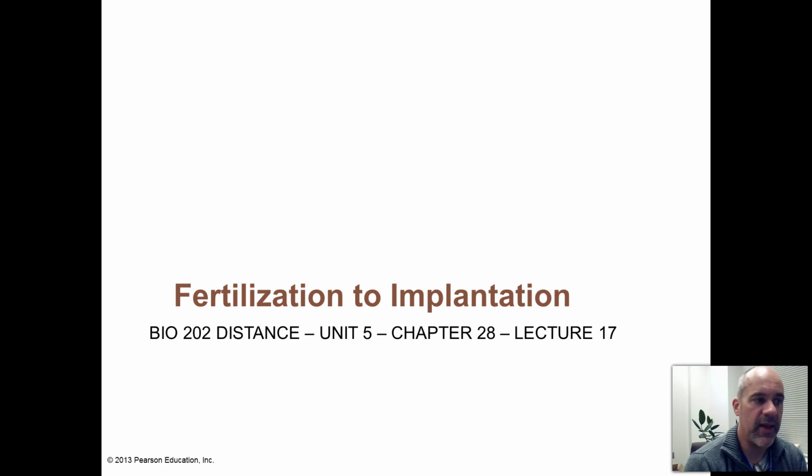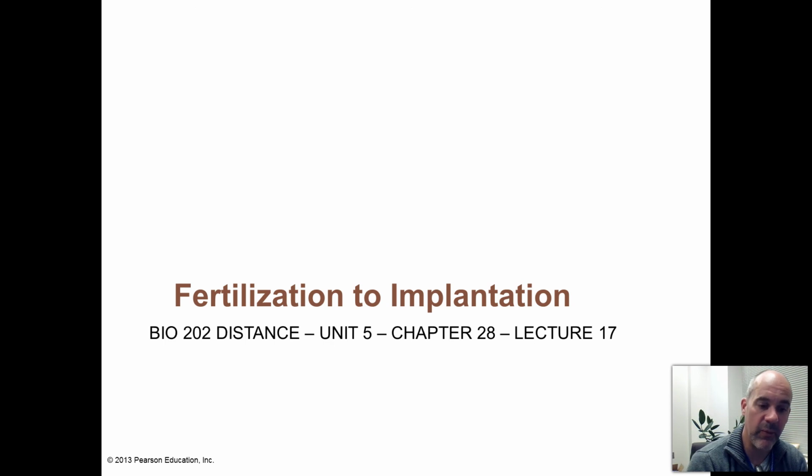Okay, that's finally going to lead us to fertilization to implantation. What happens if a sperm cell does actually find a secondary oocyte that's hanging out in a fallopian tube or working its way down a fallopian tube? That's when fertilization occurs. And so in lecture number 17, we're going to talk about what happens from fertilization to the time that an embryo actually implants in the endometrium.